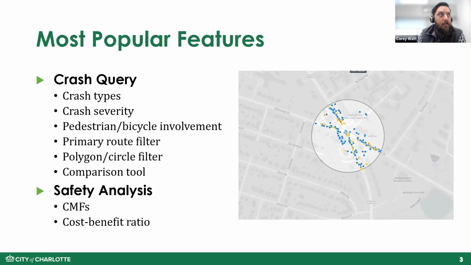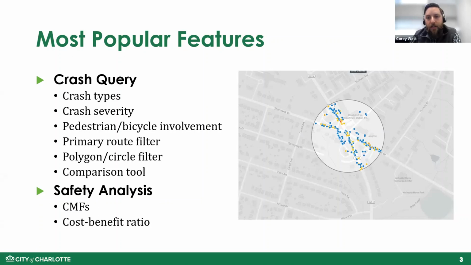This is based on a poll of some of the other project managers in my section, in terms of what our popular features are that we see ourselves using time and time again. Primarily crash query. Jump in there, you can put down a shape, a polygon filter, a circle filter, to come up with, if we're going to do a spot study, or we have a project plan at an intersection, quick and easy. We find ourselves looking at crash types, crash severities, filters like, are there pedestrians and cyclists involved?